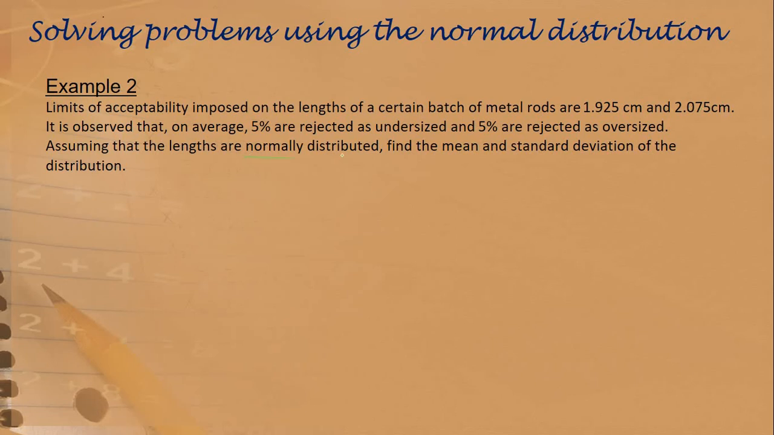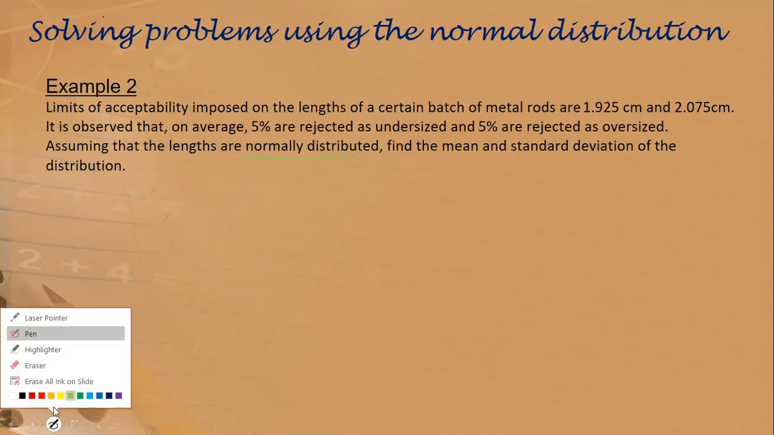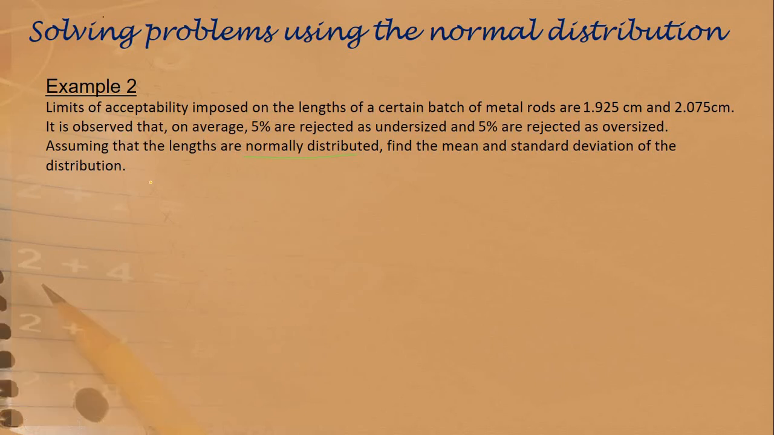Assuming the lengths are normally distributed, find the mean and standard deviation. So again, it tells us they're normally distributed. So if we start with our notation like we always do, we're going to let x equal the length of the rods, and x is normally distributed. We don't know the mean and we don't know the standard deviation.